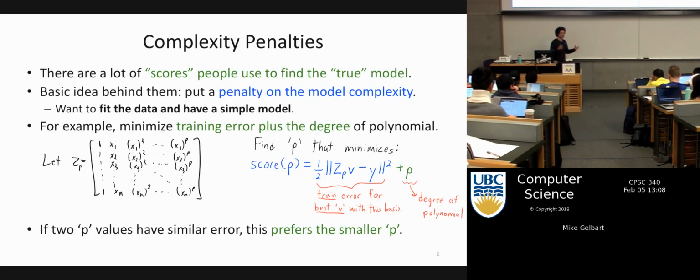So complexity meaning complexity of the model, like larger polynomial degree, and penalty meaning stick the thing in the loss to penalize you for a complex model.